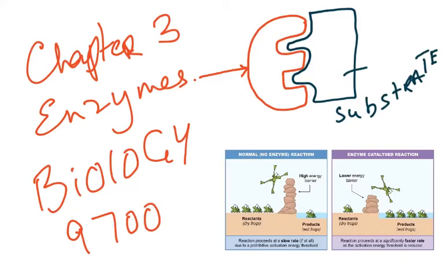Today we start chapter 3, which is about enzymes, and this is the biology syllabus 9700 for A levels biology. This chapter is the third chapter in the AS level syllabus or for the A1 syllabus. Now basically we're going to study enzymes and how they function.